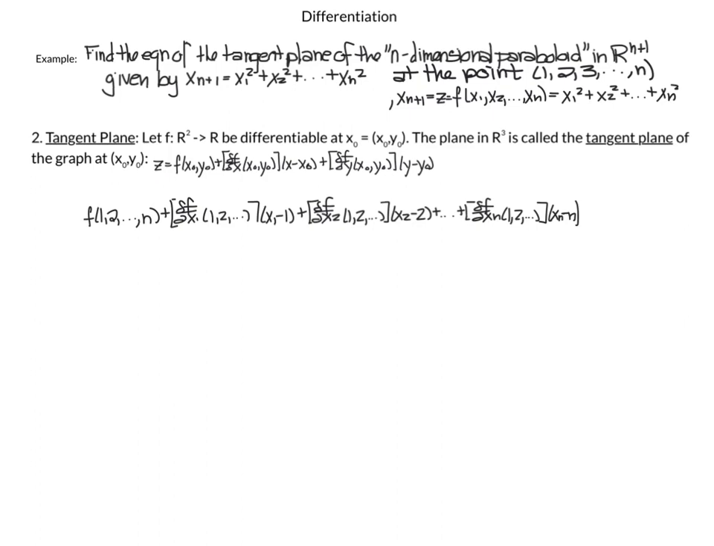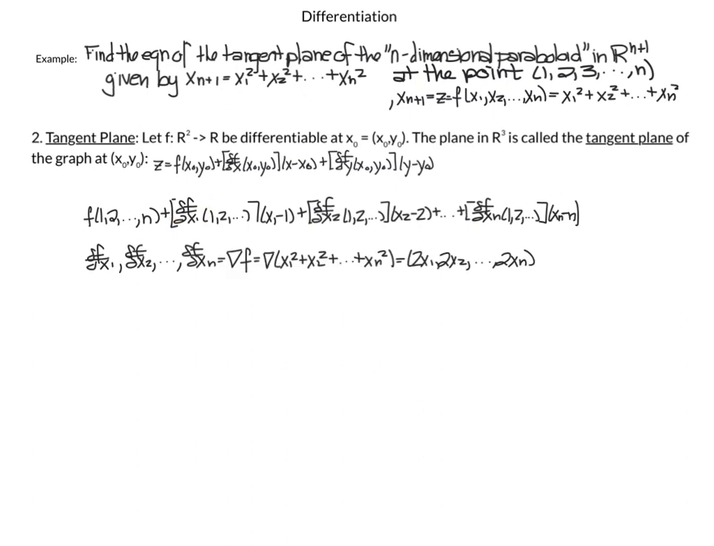Instead of just going z equals f of x naught, y naught, now we have f of, and now our x naught, y naught is given to us as 1, 2 up to n, plus df dx1, and then we plug in our x naught, y naught, which is 1 through n, times x1 minus 1, x naught is 1, plus df dx2, and then our given point, 1 through n, times y, which is our x2, minus our second point in our given point. And then we're going to keep doing this all the way through df dxn, because we have n variables.